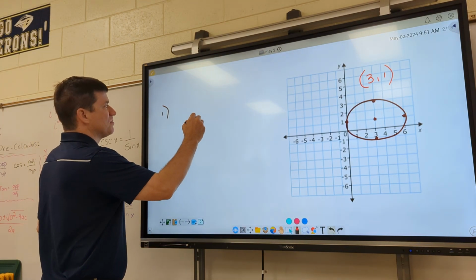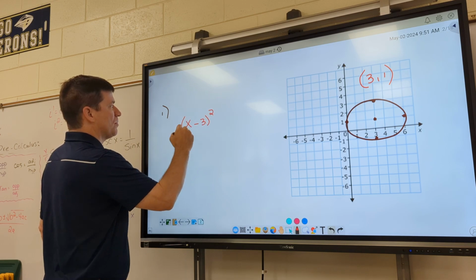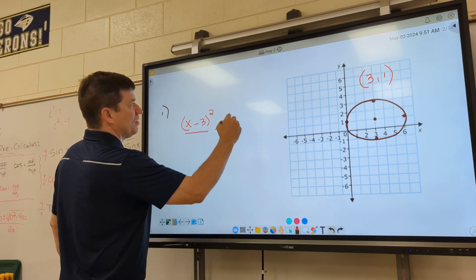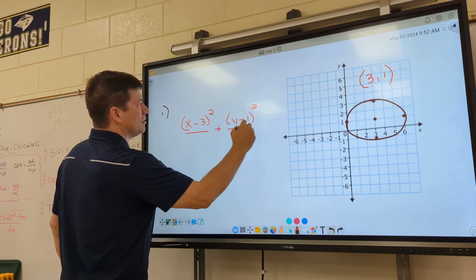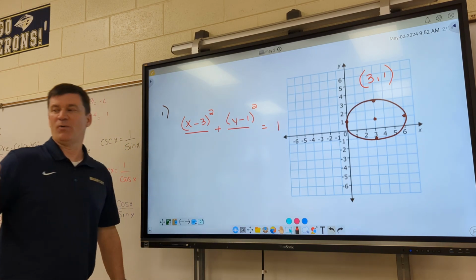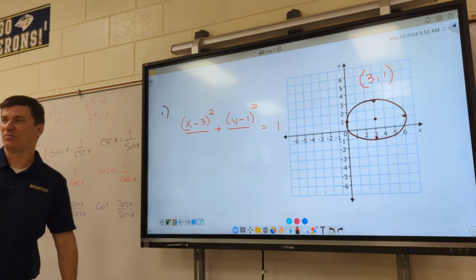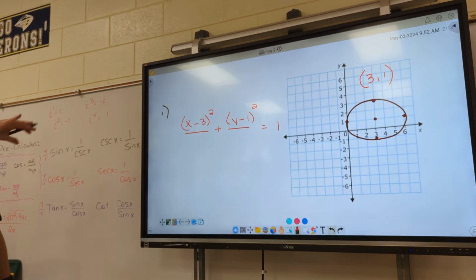So it's going to be (x minus 3) squared on top of the fraction, and (y minus 1) squared. Remember, an ellipse always equals 1. I really think this is going to be an easy last test. I think this stuff's really easy.